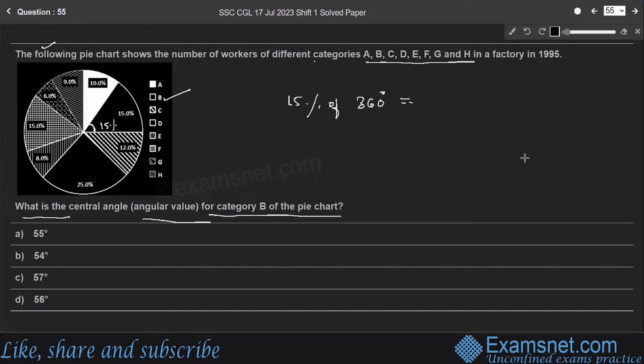So 15% of 360 degree means 15 by 100 into 360. We can cancel two zeros. So 5 into 2, 5 into 3 and 2 into 18. So 54 degree is the central angle or angular value for category B. So 54 degree, option B is the right answer.